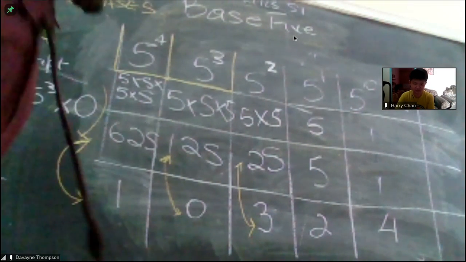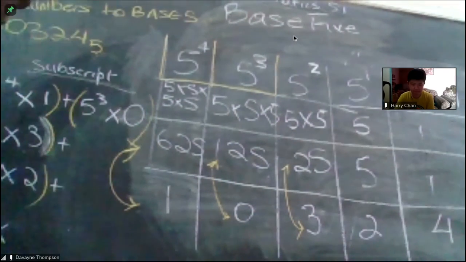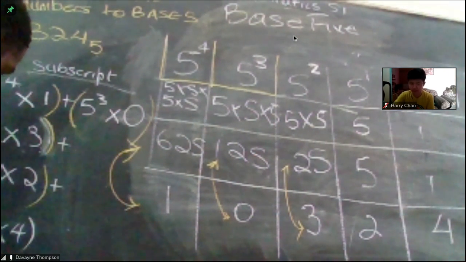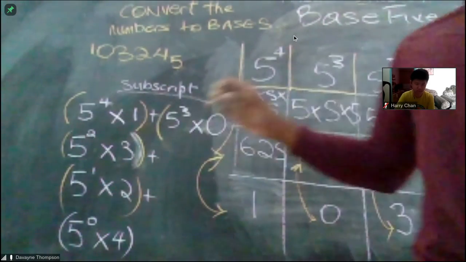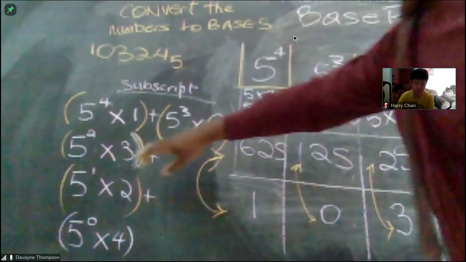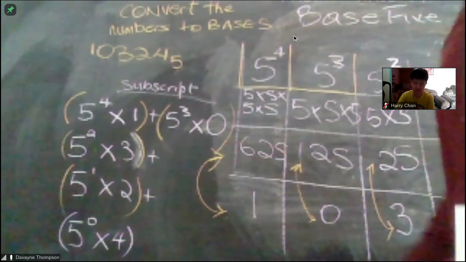5 to the 0. And that is multiplied by 4. Okay, now, does everybody understand how we got these values? Is everybody clear?